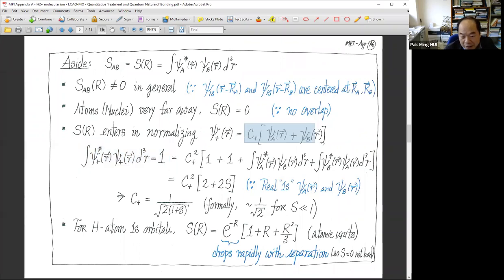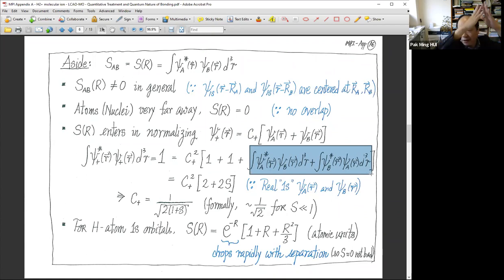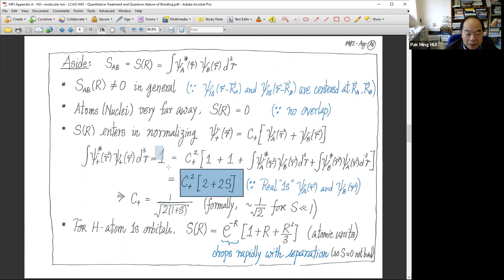And plugging in this linear combination, we have 4 terms, okay? We have the left times the left, integrate over itself is 1, the right, okay? Then we have these 2 overlaps. These are the S and S star, but they are real numbers, so it doesn't matter. So I have 2 plus 2S. This is the constant we want to find, the normalization constant. So I have that. This must be equal to 1, okay? So I get this normalization constant being related to my overlap integral.